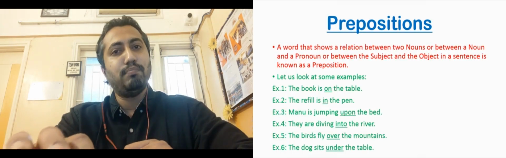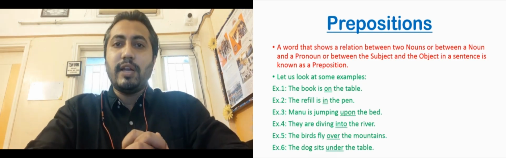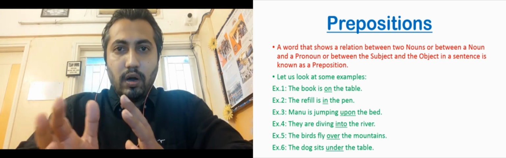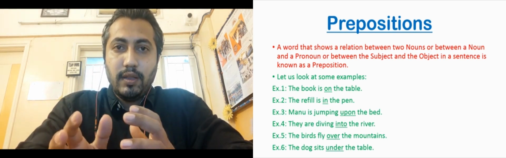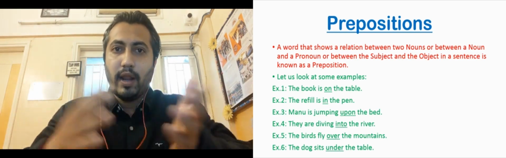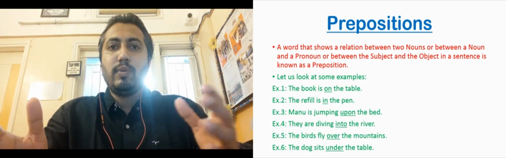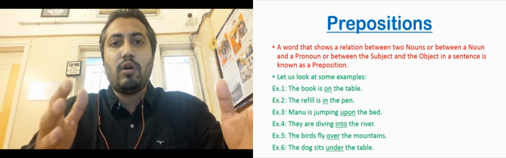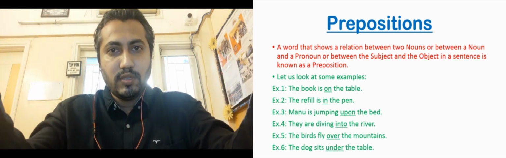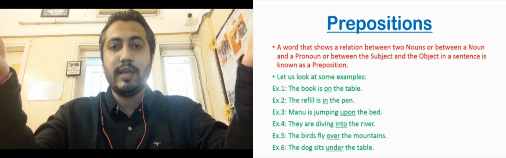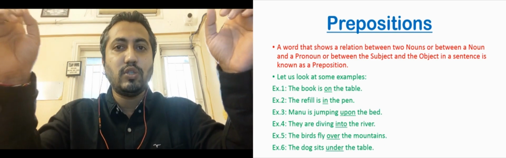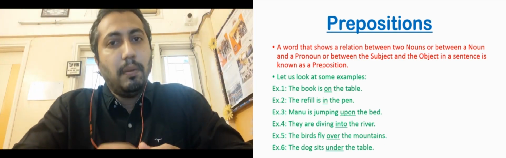Today's topic is preposition. Let me try to explain what a preposition is. A preposition is a word that shows a relation between two nouns, or a noun and a pronoun, or between the subject and object of a sentence. There can be two nouns in a sentence, a noun and a pronoun, or the subject and the object. A word that shows a relation between these two is known as a preposition.